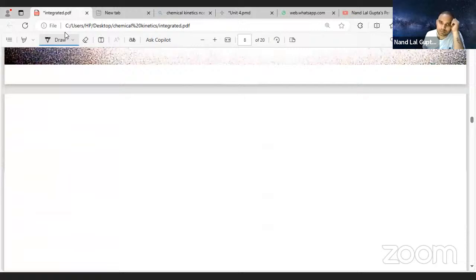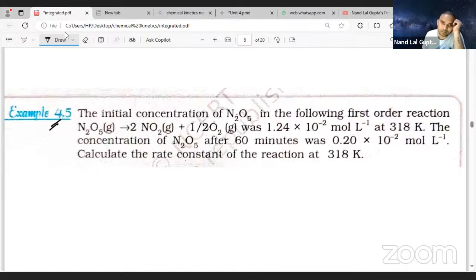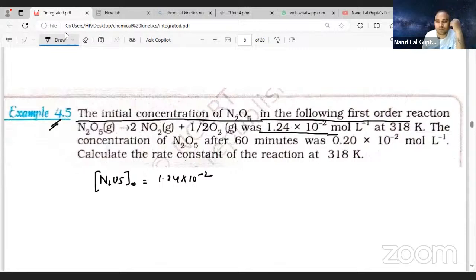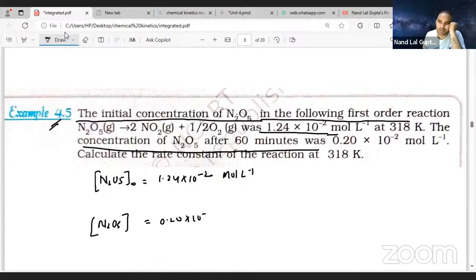Question number 4.5. This is an example. The initial concentration of N2O5 in the following first order reaction is 1.24 into 10 power minus 2 mole per liter. The concentration of N2O5 after 60 minutes, at time t, is 0.20 into 10 power minus 2 mole per liter. Calculate the rate constant of the reaction.